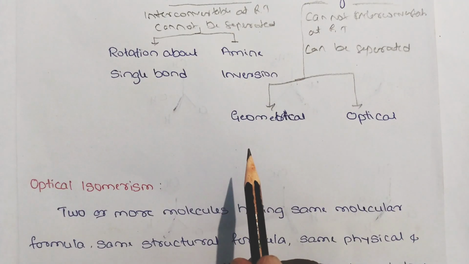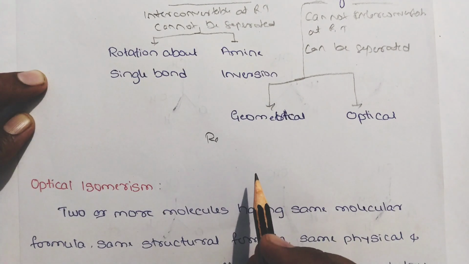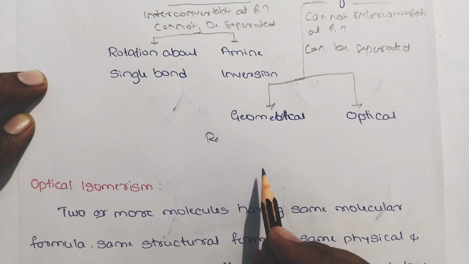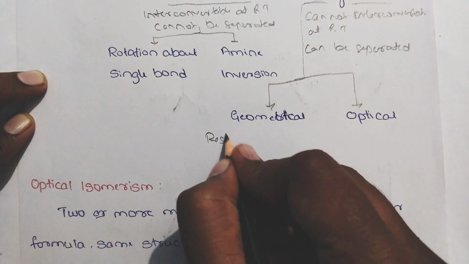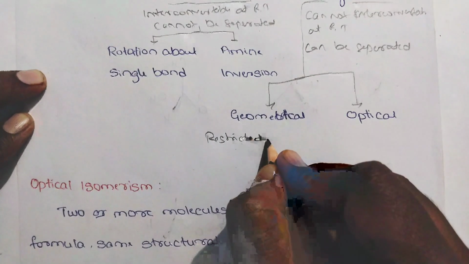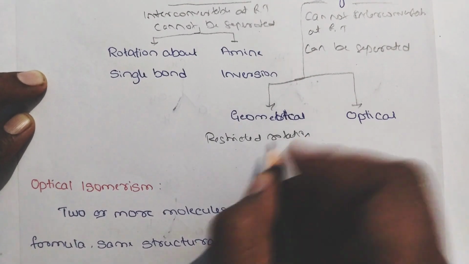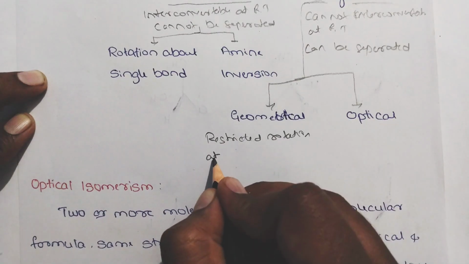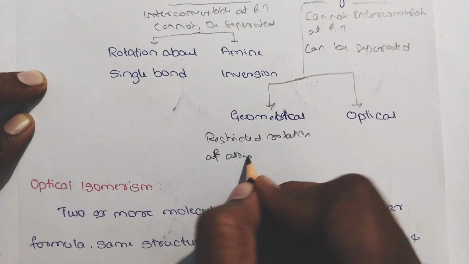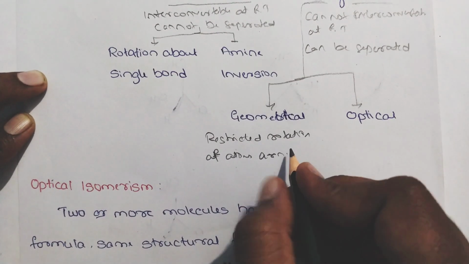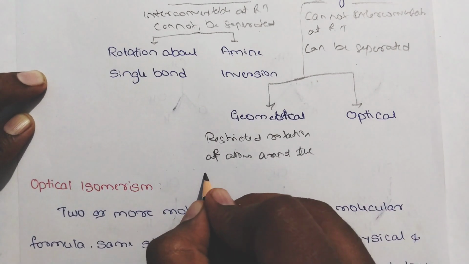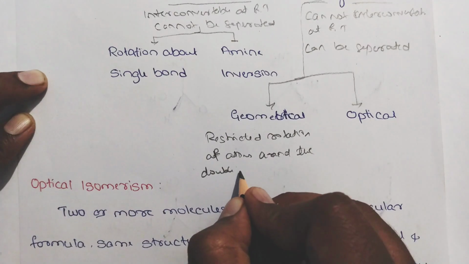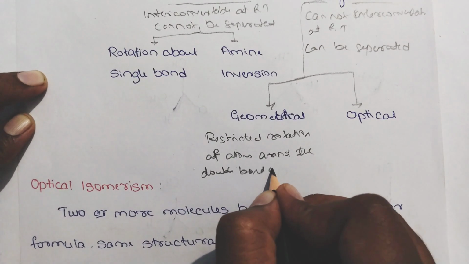Geometrical isomers have the same groups in different positions around a double bond or cyclic ring, where there will be restricted rotation of atoms around the double bond or cyclic rings.